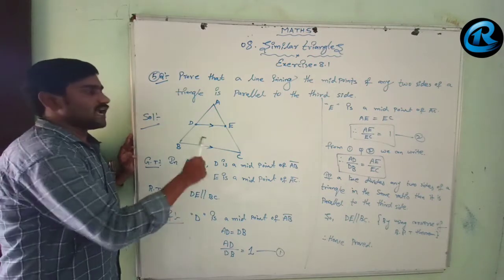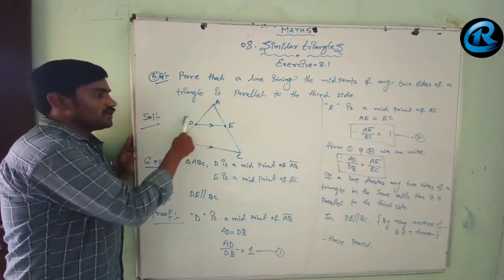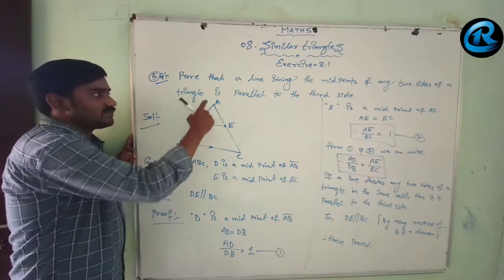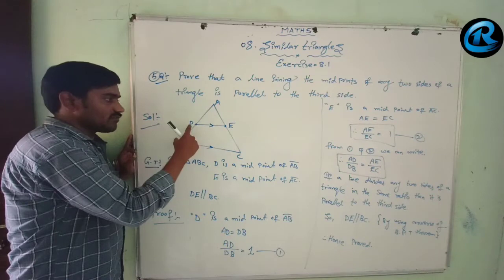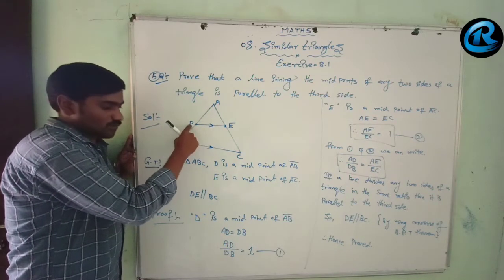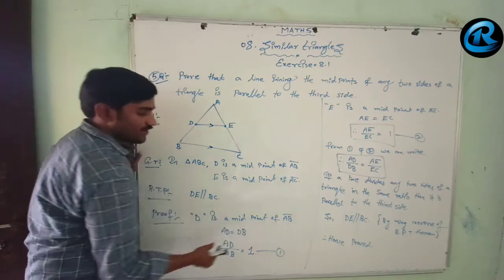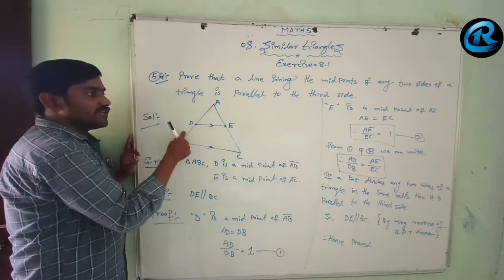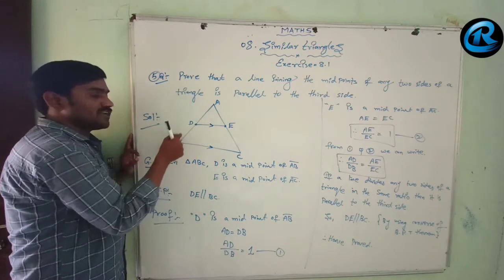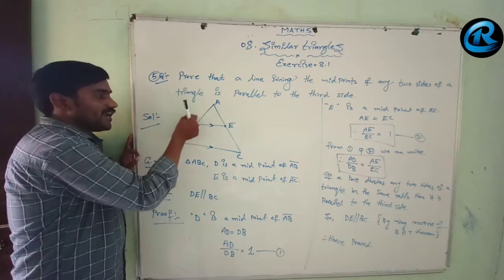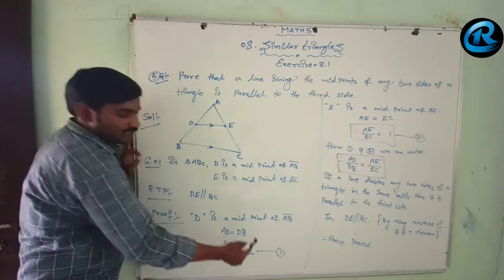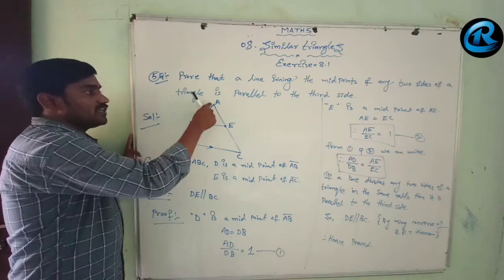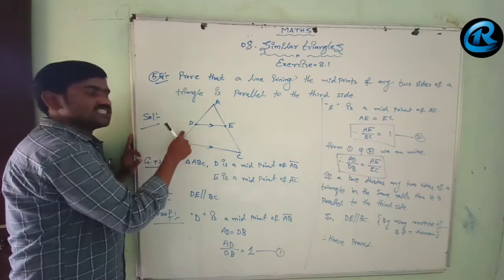It is very easy. D is a midpoint on AB. That means the distance AD is equal to the distance DB. Yes or no? So AD equals DB. Suppose it is 5 cm and 5 cm. You divide AD by DB, equal to 5 by 5, which is nothing but 1. Like that, AD by DB, AD is equal to DB. These two distances are the same.